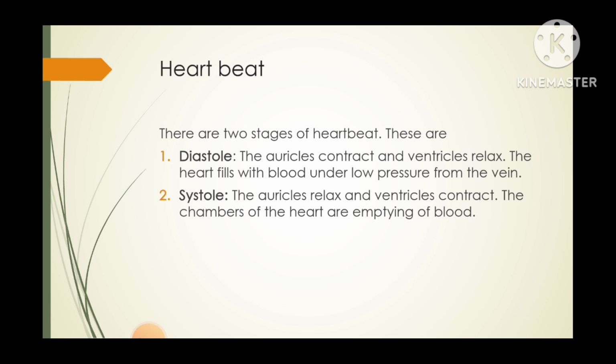So now let me quickly talk about the heartbeat. We have two stages of heartbeat. The first one is the diastole, and in the diastole, the auricles contract and the ventricles relax. The heart fills with blood under low pressure from the vein. What happens at the diastole is that blood moves from the auricles into the ventricles.